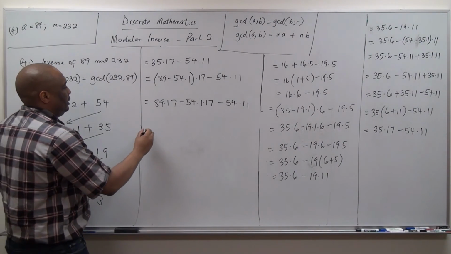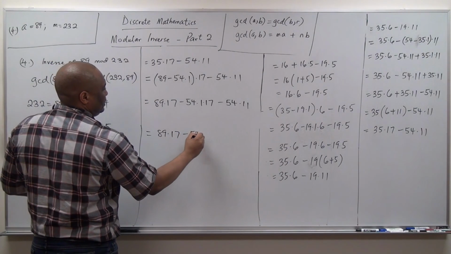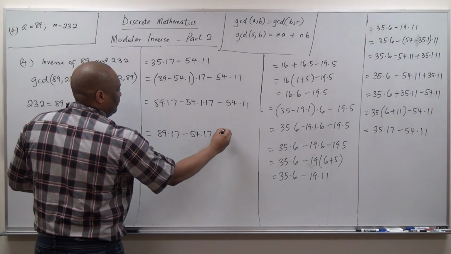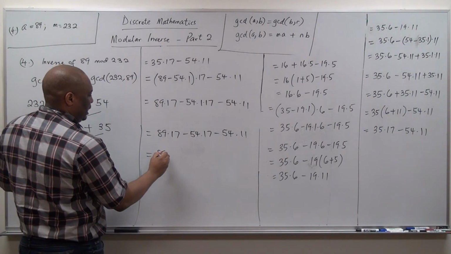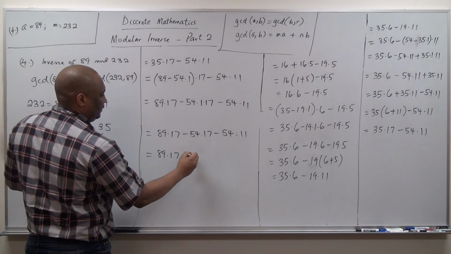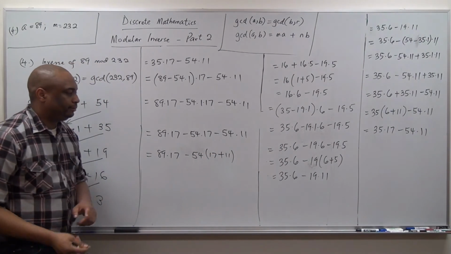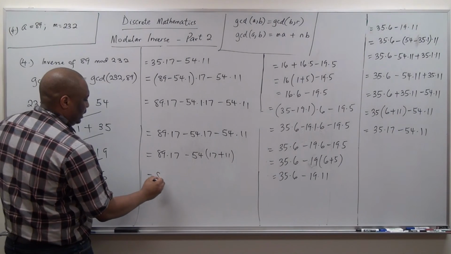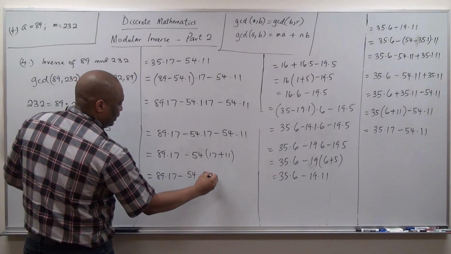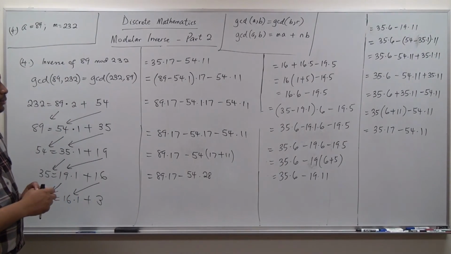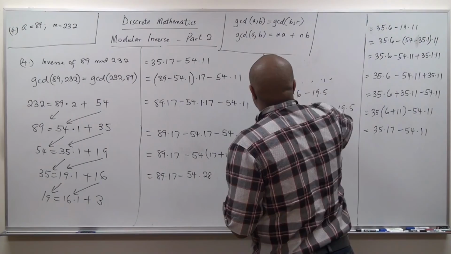right? So this is now 89 times 17 minus 54 times 17 minus 54 times 11, which is now 89 times 17 minus 54, 17 plus 11, right? So this is what? 89 times 17 minus 54 times 28. Okay? And then we have one more step.